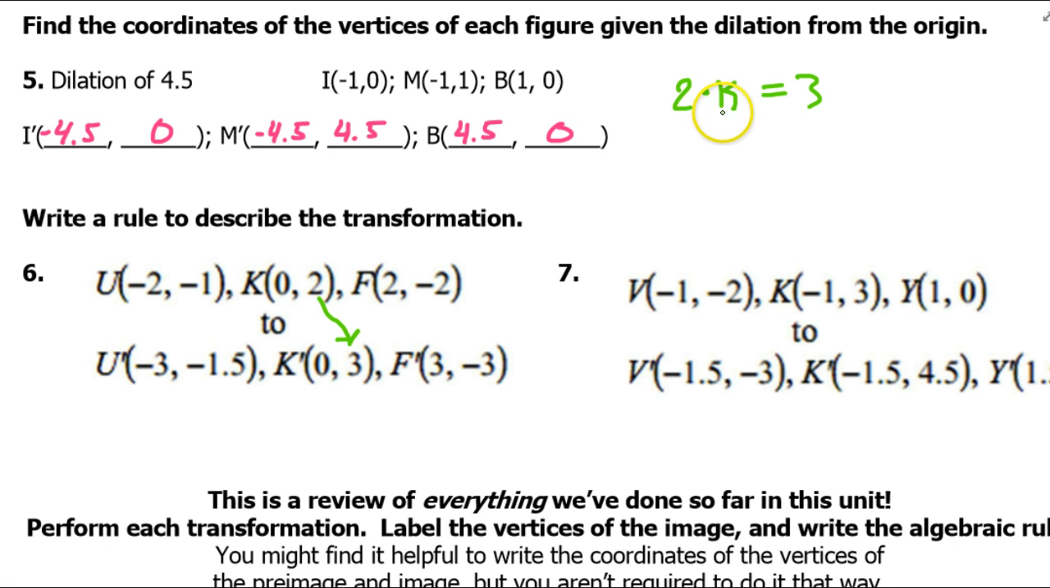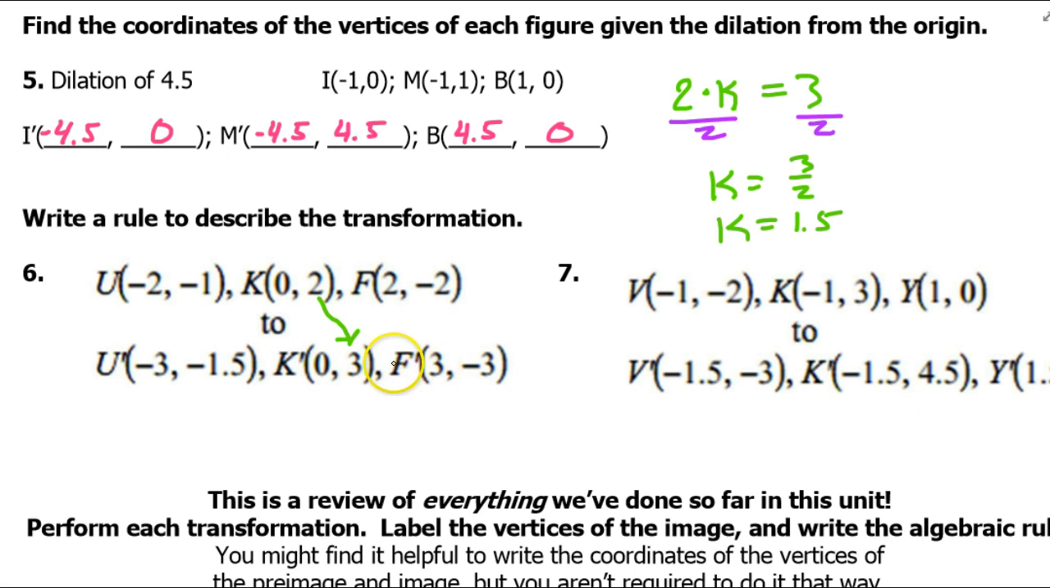Well, if I wanted to find out what this scale factor, this k, was, I would simply divide both sides by 2. So that would give me a scale factor of k equal to 3 over 2, which is also equal to 1.5. Alright, so let's test our hypothesis. If this is a dilation, multiplying all of these coordinates by 1.5 should give me the new coordinates. So negative 2 times 1.5 does turn out to be negative 3. Negative 1 times 1.5 is negative 1.5. Of course, 0 times 1.5 is 0.